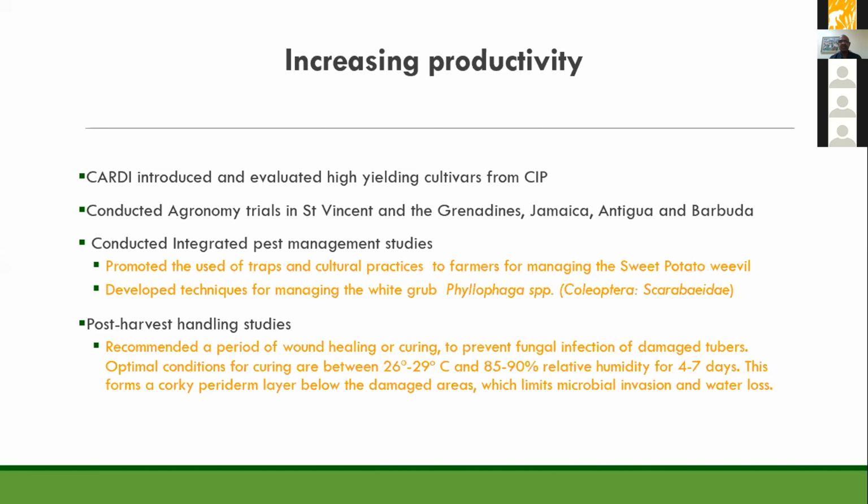It is clear to us, when we did post-harvest handling studies, that curing prolongs the shelf life of sweet potato. It's a very simple technique. Once you can ensure that the facility has a temperature ranging between 26 and 29 degrees centigrade, a relative humidity of 85 to 90%, you can cure for 4 to 7 days.